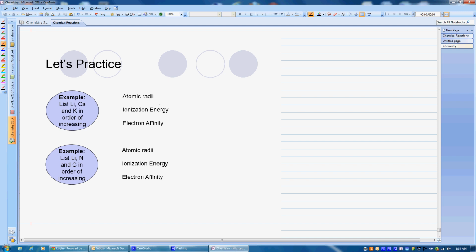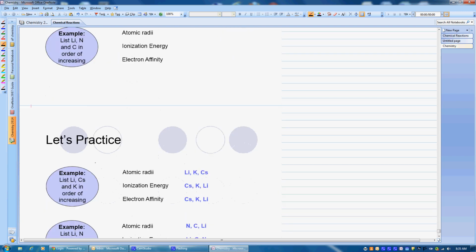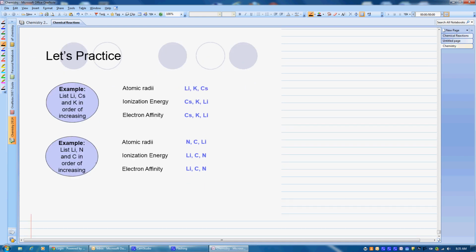Okay, so pause the video for a minute, write down the order of lithium, cesium, and potassium in order of increasing radius, ionization energy, and affinity. Which one's going to have the smallest radius, then the next biggest, and then do the same thing for lithium, nitrogen, and carbon. Okay, so pause. And here are the answers.